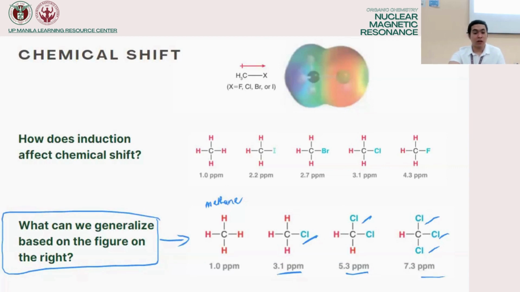Basta, if you increase the number of electronegative atoms in a certain molecule, increase ang chemical shift niya, magiging downward. Lalaki ang ppm. Okay? So siguro itong answer na less hydrogen, increase chemical shift, not necessarily true, kasi kung wala ka nang hydrogen, wala ka nang madetect sa NMR.